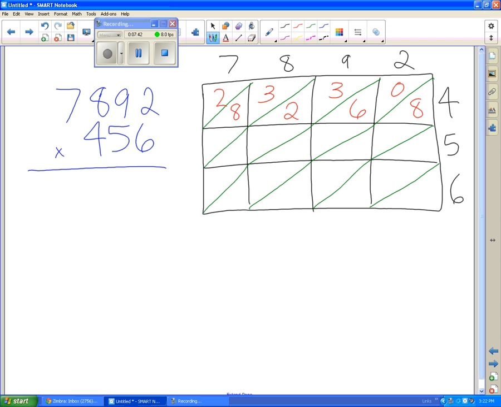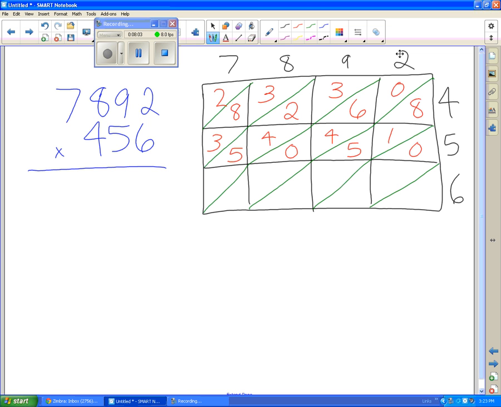Now I'm going to move to the second row, or the middle row. So the middle left box is 7 times 5, that's 35. The next box to the right, 8 times 5, which is 40, so a 4 and a 0. The next box, 9 times 5 is 45. The next box, 2 times 5 is 10.